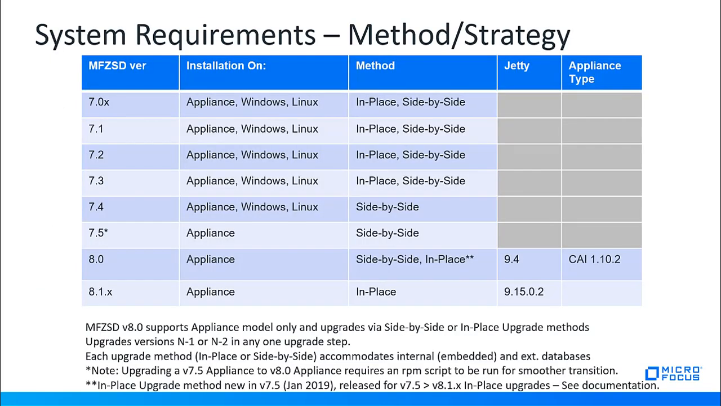So again, the system method and strategy, there's 2-step increments, and this is basically a diagram showing how you can upgrade your particular service desk by selecting those different versions every 2 steps.